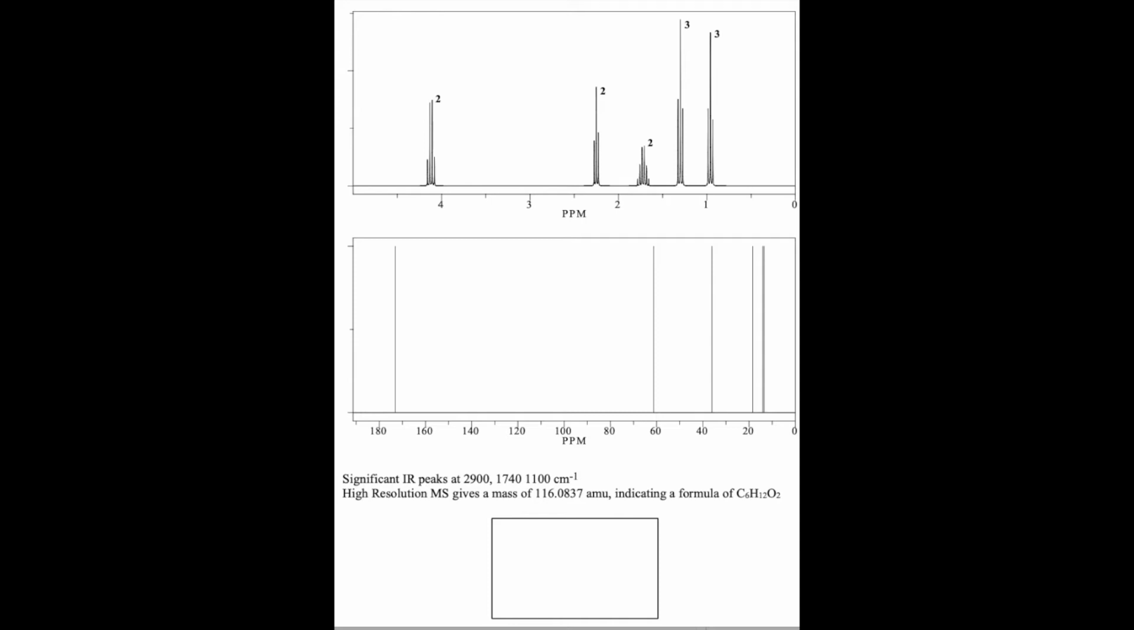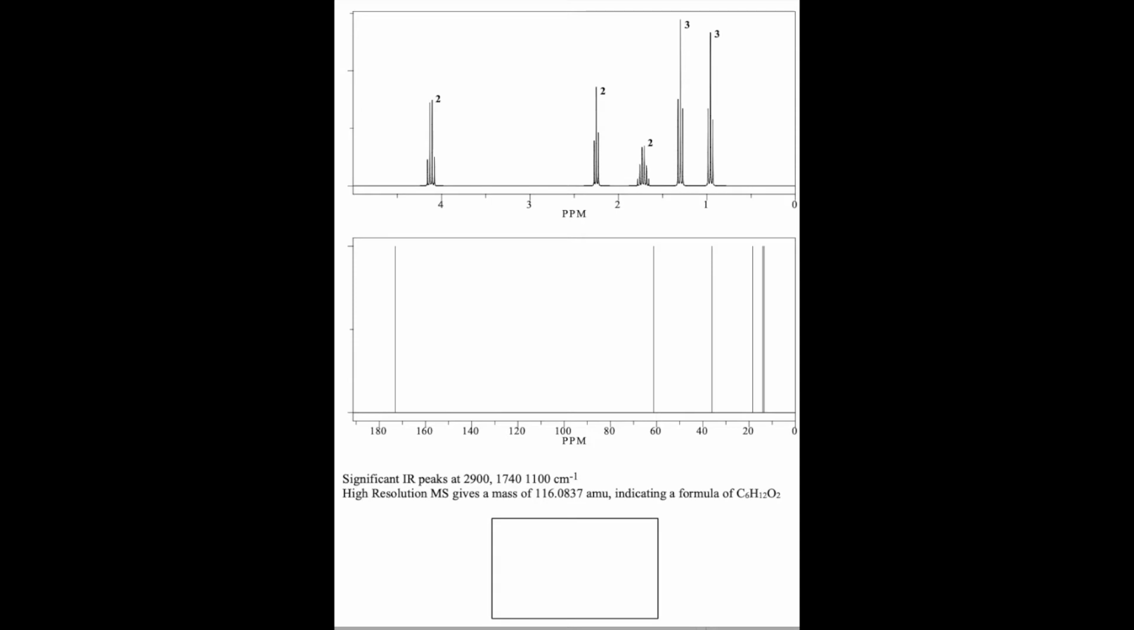But we're still not done with that peak because that peak is a quartet, right? The multiplicity tells us something. The fact that it is a quartet means that n plus 1 is 4, which means that n is 3. This must have 3 identical neighboring protons, and that's usually a methyl group. So if we have a methyl group adjacent to this, can we start putting some things together?